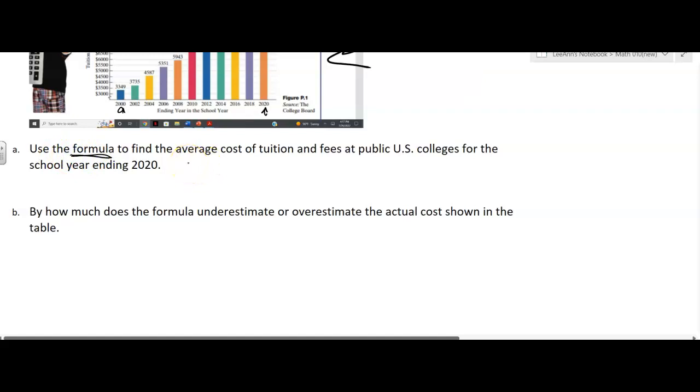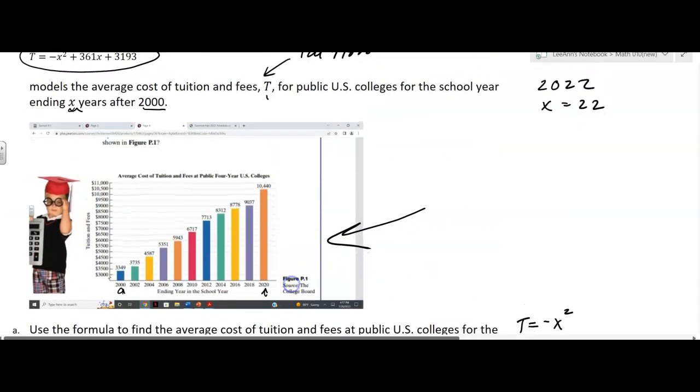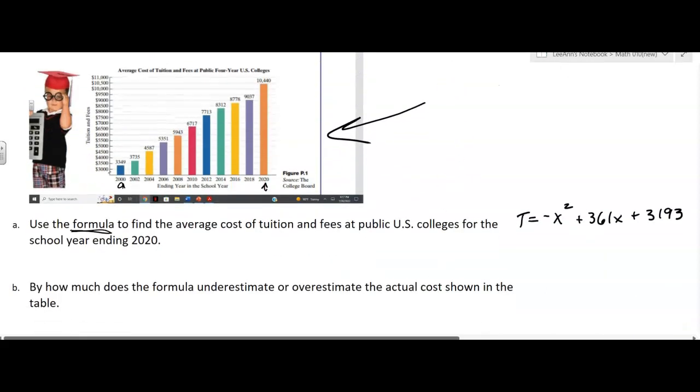So I should have allowed a little more room. I'll write it over here. T equals, it was negative, I think, x squared, but let me look. Let's scroll. Yeah, negative x squared plus 361x plus 3,193. I wish I would have written it up in that blank spot there. Okay. And it says, find the average cost of tuition and fees at public U.S. colleges for the school year ending 2020. Now you might be saying, well, wait a minute, I already know what the answer is because it's on the chart. That's not what they're talking about. They want you to use the formula to do this calculation.